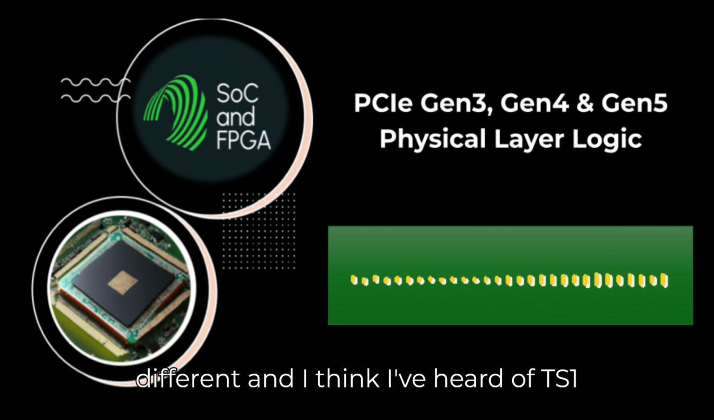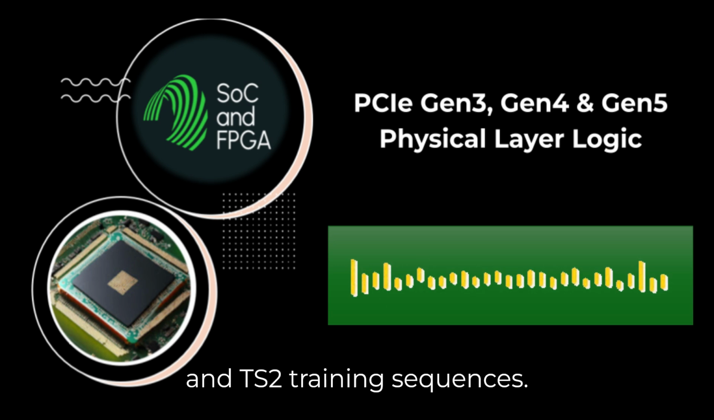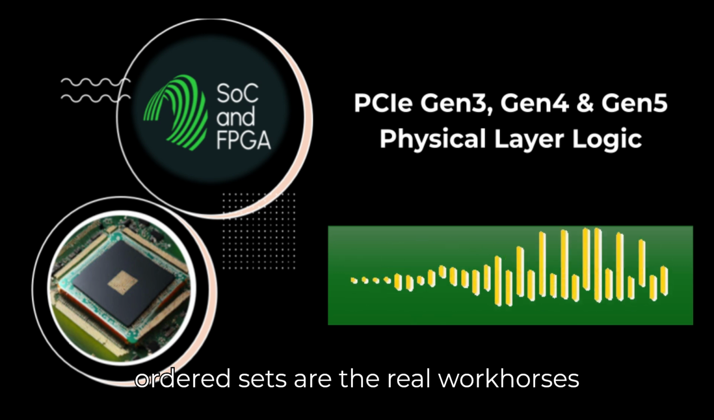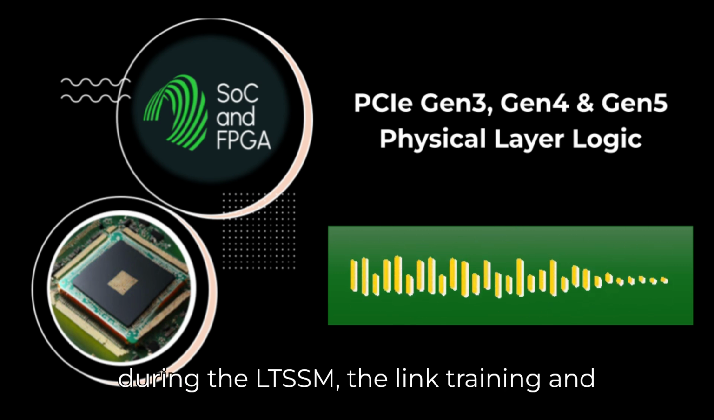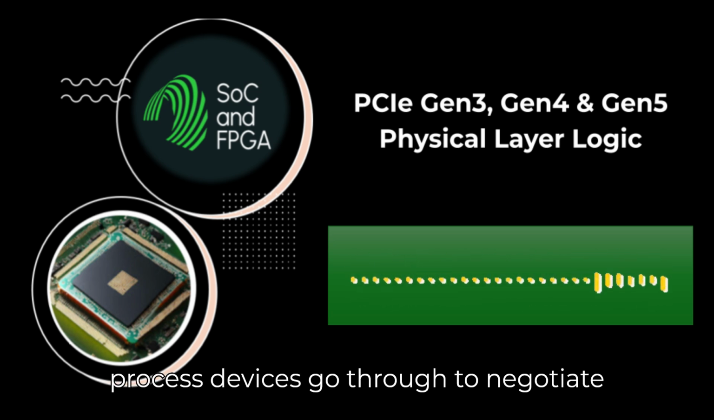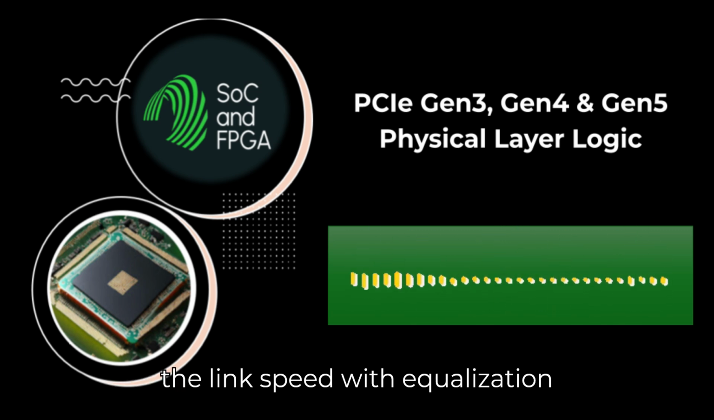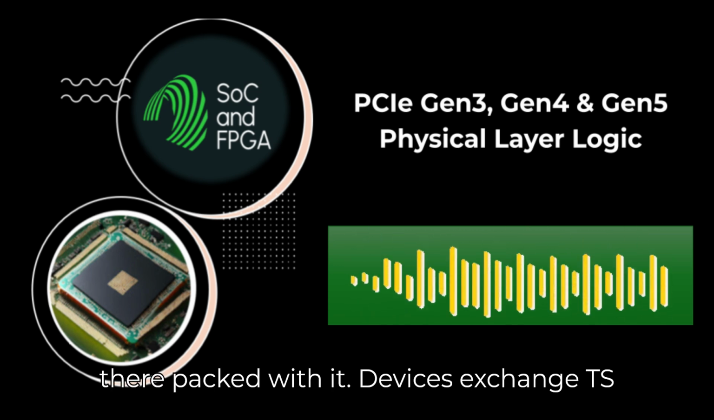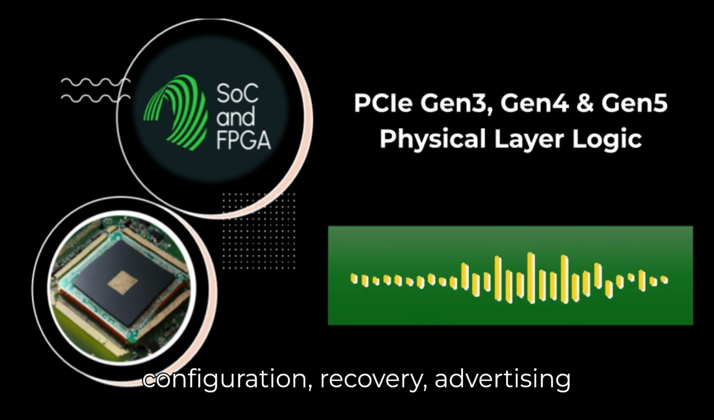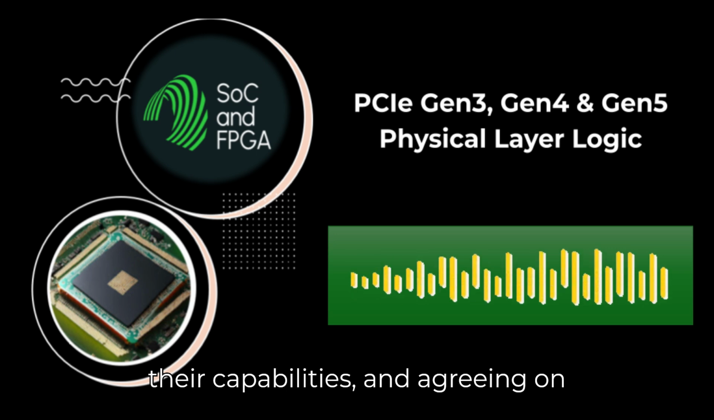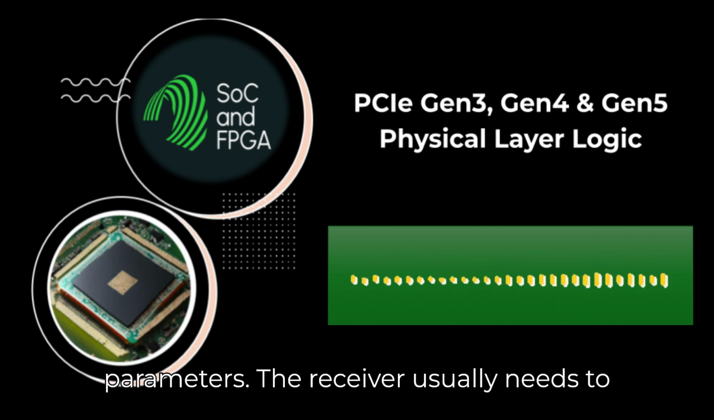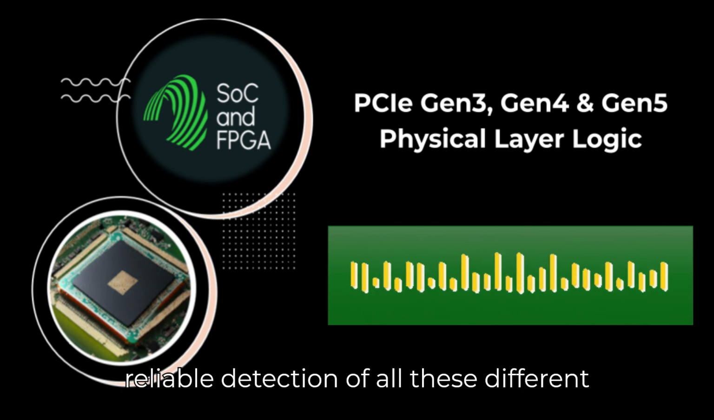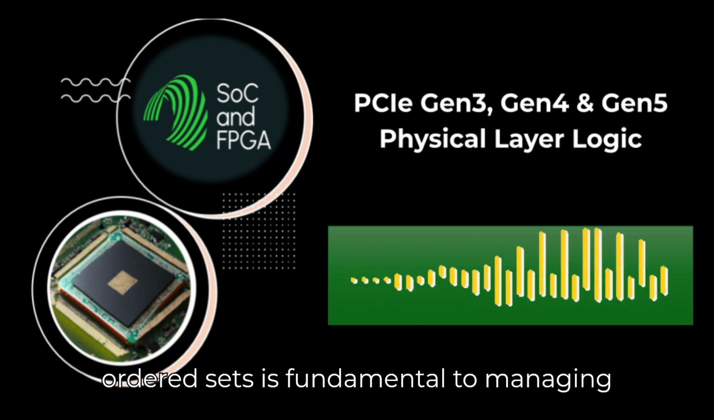And I think I've heard of TS1 and TS2 training sequences. Ah, yes, very important. TS1 and TS2 ordered sets are the real workhorses during the LTSSM, the link training and status state machine. That's the whole process devices go through to negotiate the link speed with equalization settings. So they carry the negotiation data. Packed with it. Devices exchange TS1s and TS2s in states like polling, configuration, recovery, advertising their capabilities, and agreeing on parameters. The receiver usually needs to see several identical TS sets in a row to confirm a setting before moving on. So reliable detection of all these different ordered sets is fundamental to managing the link.